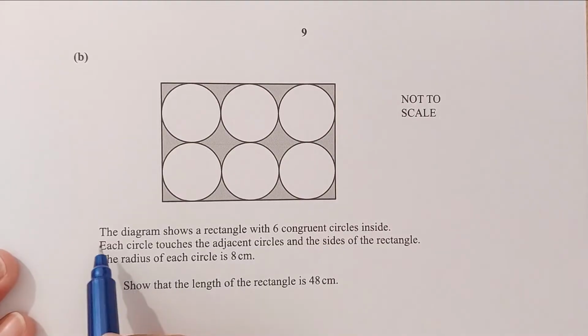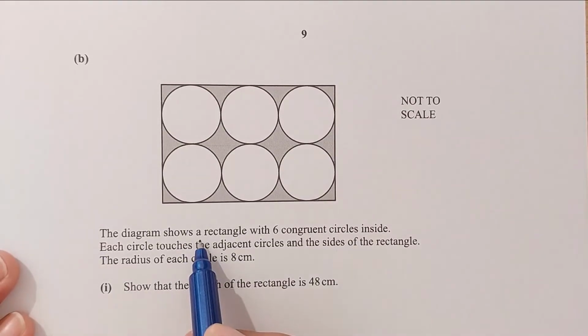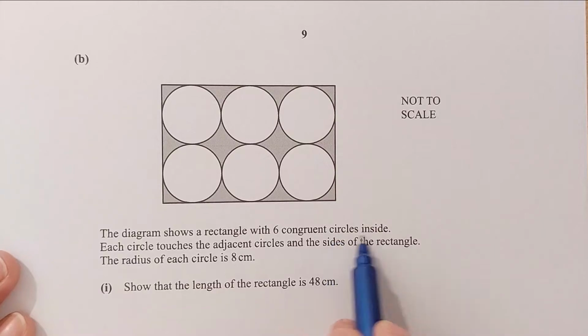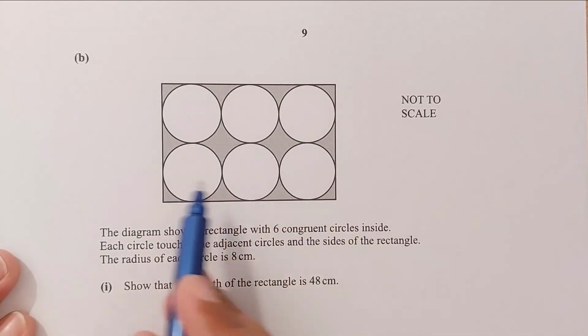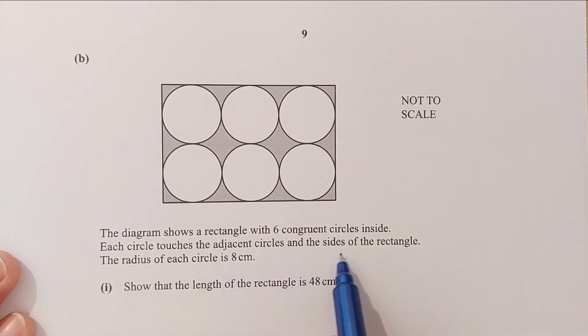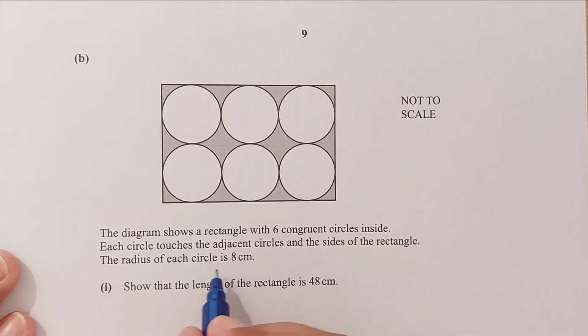Now for part B, the diagram shows a rectangle with 6 congruent circles inside. 1, 2, 3, 4, 5, 6. Each circle touches the adjacent circle and the sides of the rectangle. The radius of each circle is 8 centimeters.